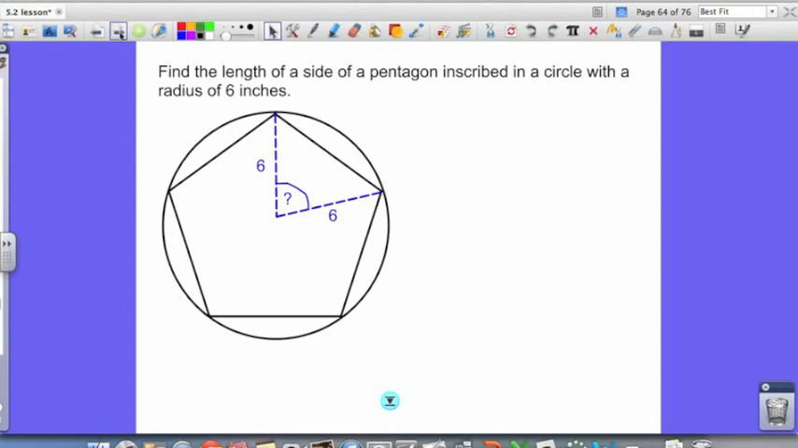So here we go. It's a radius of 6, so I know I can put a radius on this side and a radius on this side. It's a radius of 6. The question is, what is that angle?